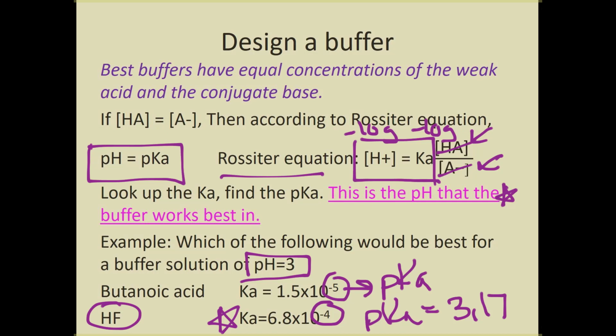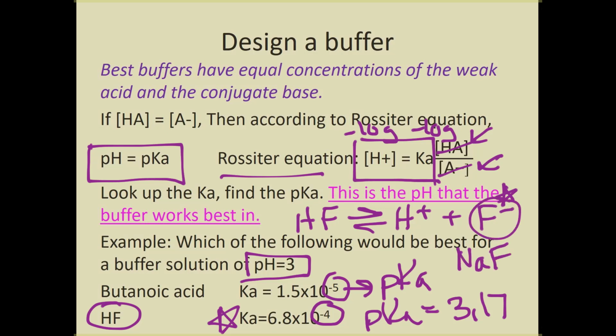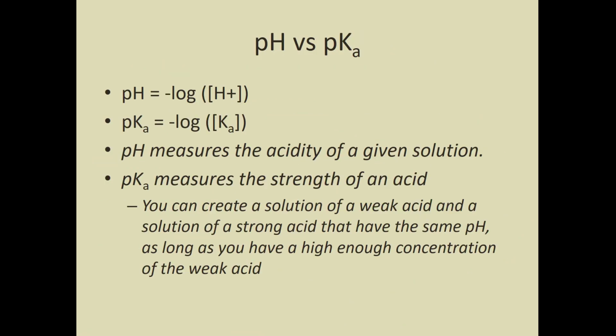So this HF. So I would have an HF buffer and I would design it. So I would have lots of HF, and then I would have something that had fluoride ion in it. So maybe do an NaF salt. So in this case, it just has that common ion there. So I know I would have extra of this to help make that buffer work. So this is what the AP board calls design a buffer, where you match the Ka to the pH you want. And I think I went over this, so let's just go over it quickly.